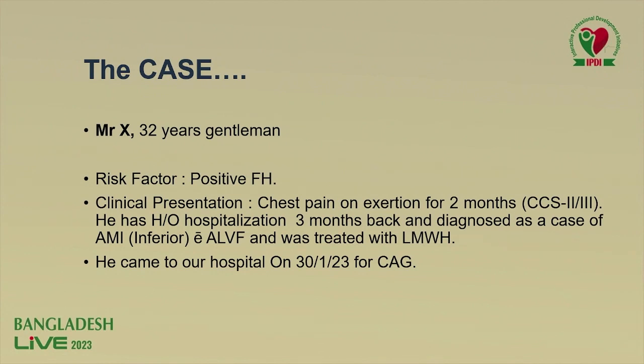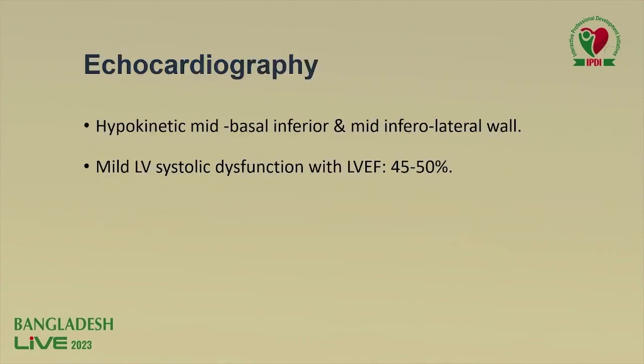Mr. X, a 32-year-old gentleman with positive family history, presented with chest pain on exertion for 2 months. He has a history of hospitalization 3 months back, diagnosed as acute inferior myocardial infarction with acute LVF, and was treated with low molecular weight heparin. He came to our hospital on 13 January for coronary angiogram. His echocardiography revealed hypokinetic mid-basal inferior and mid-inferolateral wall, and his ejection fraction was 45 to 50%.